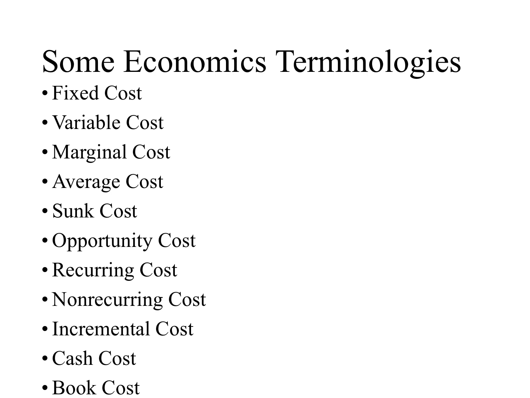So these are the different terminologies that we will encounter in engineering economics. Fixed cost, variable cost, marginal cost, average cost, sunk cost, opportunity cost, recurring cost, non-recurring cost, incremental cost, cash cost, and book cost. And we will look at some examples to demonstrate the definitions of these different terminologies.